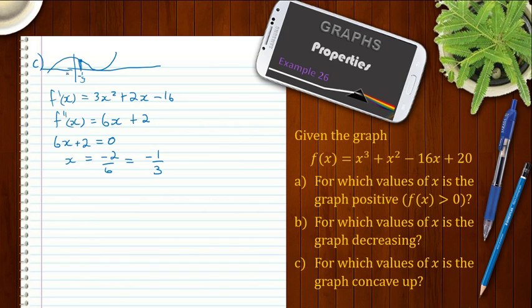Okay, so that actually lies on this side. But you get the idea, I hope. So where is it concave up? Now remember, concave up means positive, means smiling. So this part over here is where it's concave up, and it's for all the x values that are greater than negative 1 over 3. So I'm simply going to say where x is greater than negative 1 over 3.